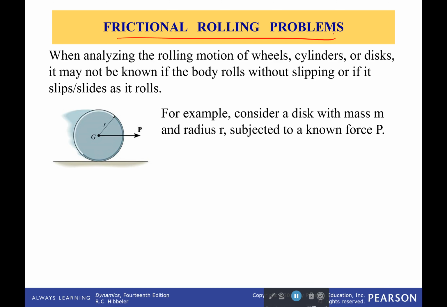So now let's talk about some frictional rolling problems. When we're analyzing the rolling motion of wheels, cylinders, discs, etc., it's not always known if that body rolls without slipping or if it slips as it rolls. Just think about it. If it's rolling without slipping, then it just moves forward perfectly. Friction is enough to hold this disc in place as it tries to pull forward. Everything's wonderful. Otherwise, this will spin out. It'll keep on moving forward probably, but it's spinning a lot more times than it needs to get that motion.